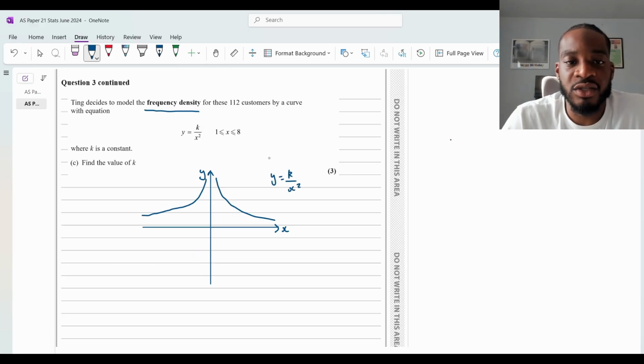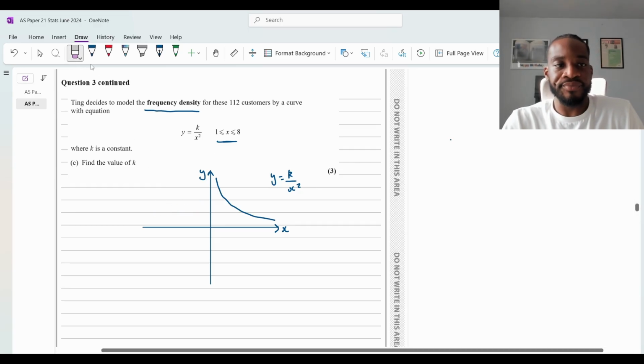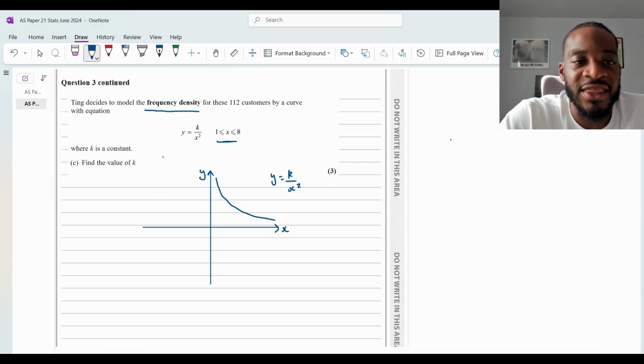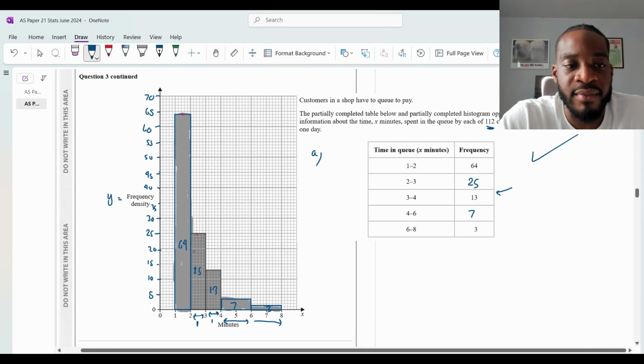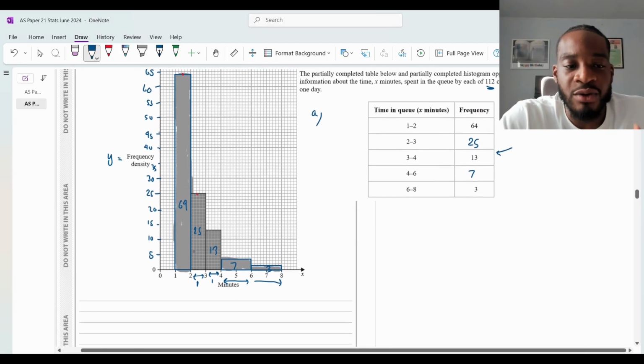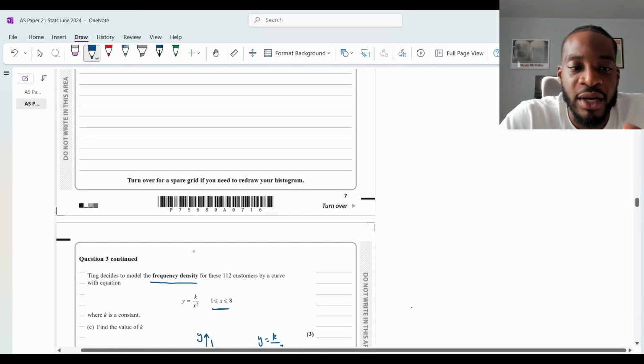And more specifically to this question, x is defined between 1 and 8. So I know that I can rub this part out. So we're modeling that frequency density, which is corresponding to this histogram with that curve. Now, how does that help us? Remember, we need to form some sort of equation.